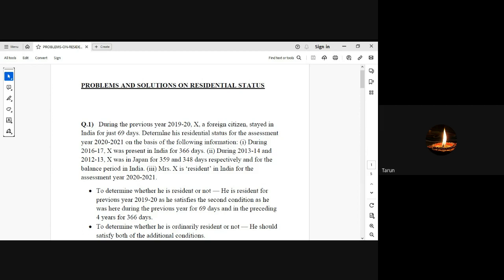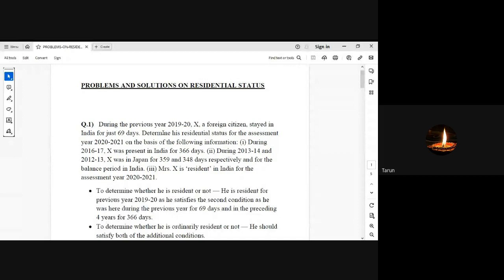Now we have to read the question. During the previous year 2019 to 20, X, a foreign citizen, stayed in India for just 69 days. Determine his residential status for the assessment year 2020 to 21 on the basis of the following information. First, during 2016 to 17, X was present in India for 366 days.